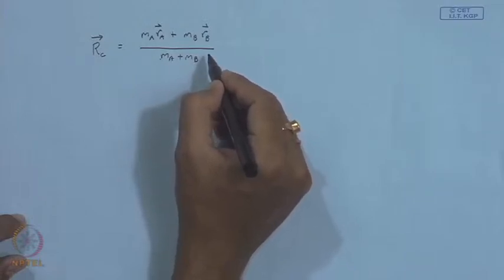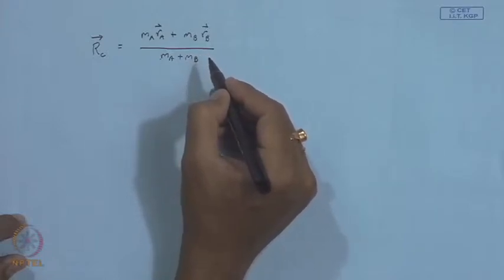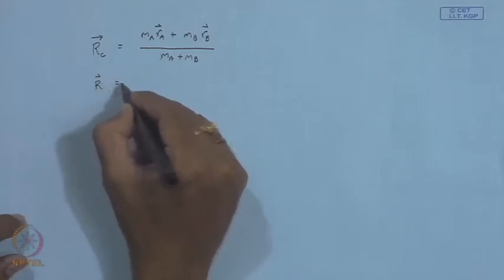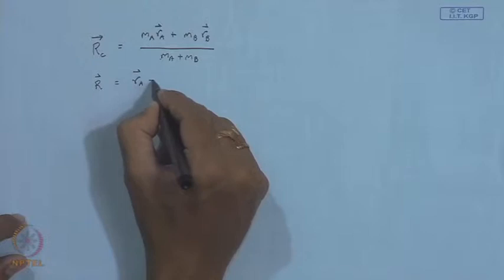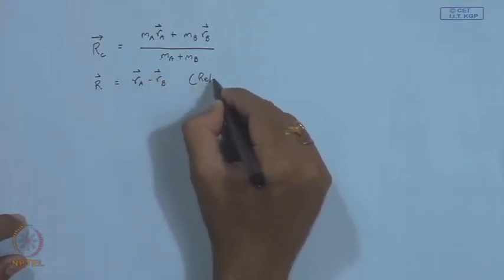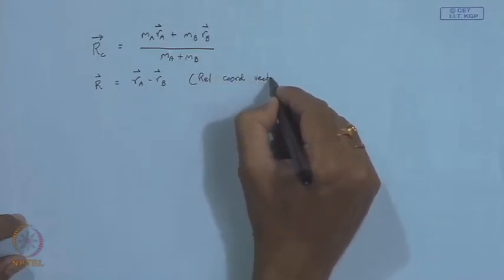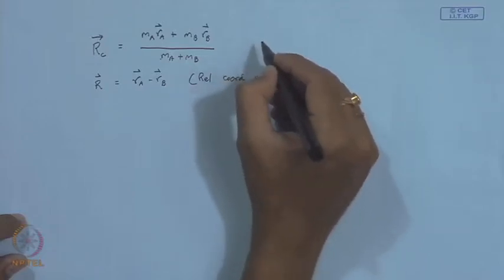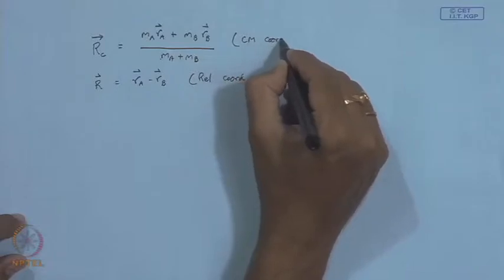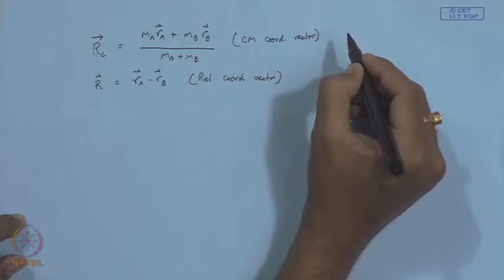Okay. This corresponds to the coordinate vector, and the relative coordinate vector R is R A minus R B. It is the relative coordinate vector, and this is the center of mass coordinate vector, CM coordinate vector. Okay.